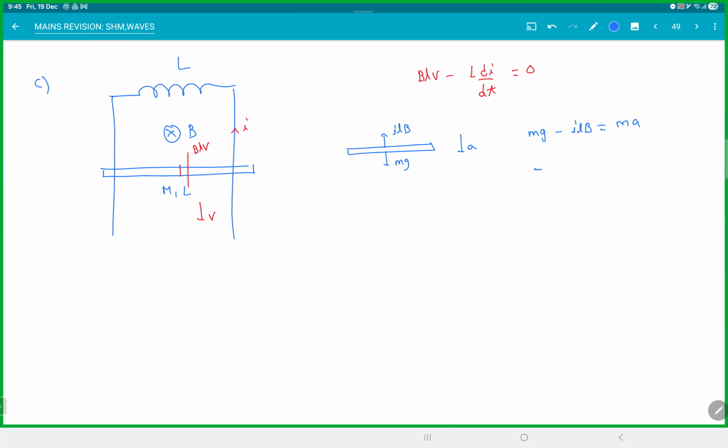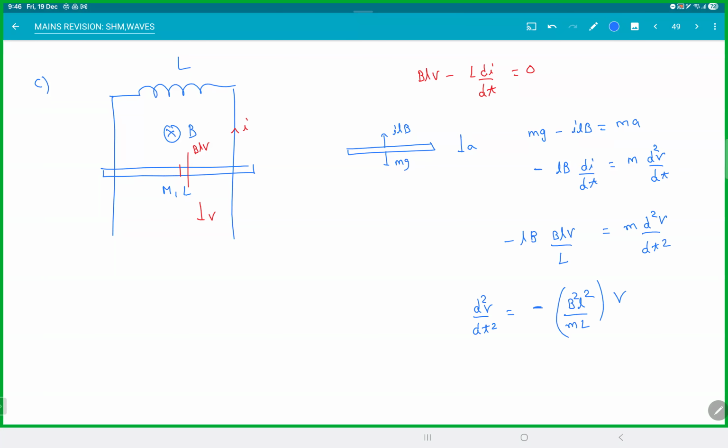Differentiate on both sides. This will be minus LB di by dt is equal to m into d square v by dt square. But what is di by dt? Di by dt is BLV by capital L. So if you look at this, we get d square v by dt square is equal to minus B square L square by m capital L into v.